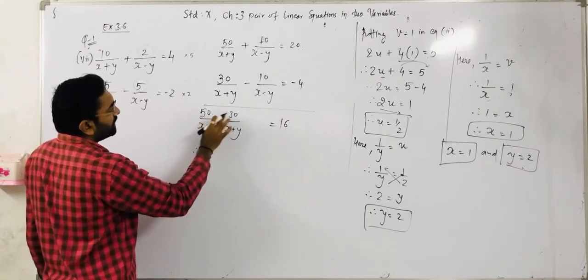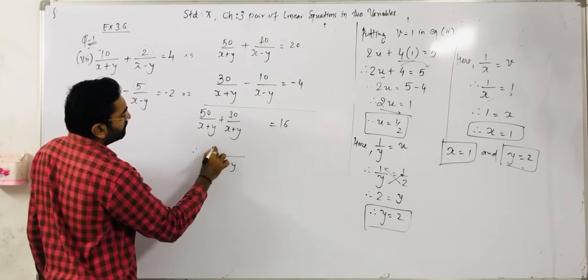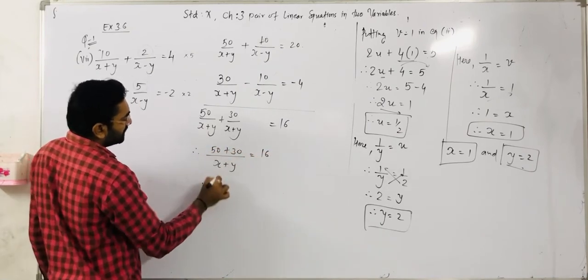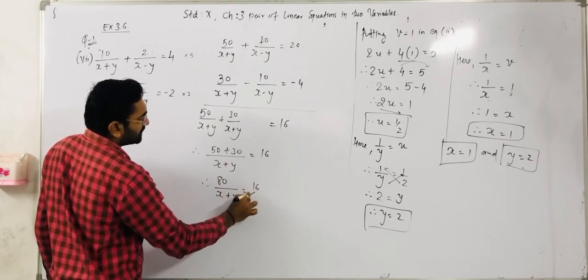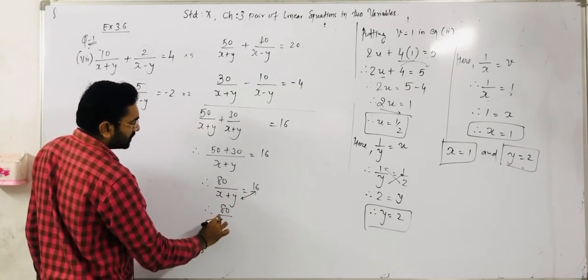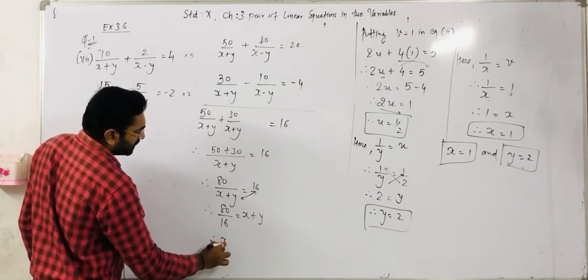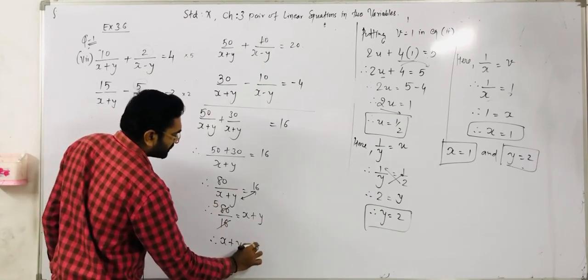Now 50 plus 30, the denominator is the same, x plus y. So 50 plus 30 is 80, divided by x plus y, is equal to 16. That 16 comes here and x plus y goes to the right hand side. So 80 upon 16 is equal to x plus y. Here we get x plus y is equal to 5, since 16 5s are 80.